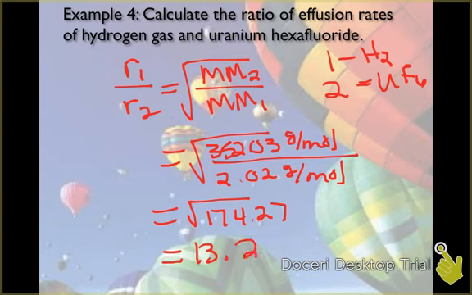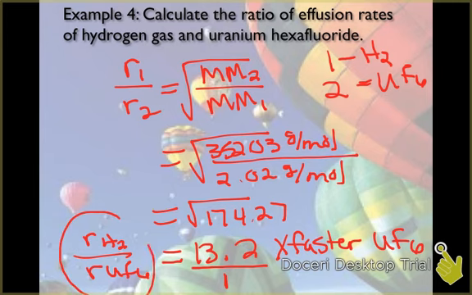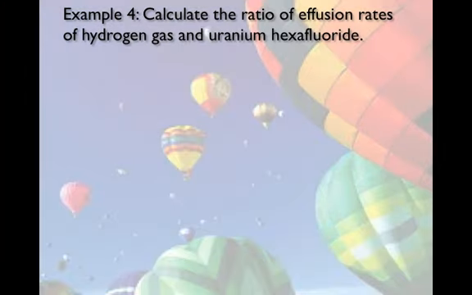So if you remember, we have R of H2 over R of UF6, and we know something about math. We know that there's always a 1 under our fraction. So basically what this means is our hydrogen gas is moving 13.2 times faster than our uranium hexafluoride. So that's how you read it. You're not solving for each individual part, but if we can get the number on the right to be over 1, you can compare the ratios relatively quickly. But let's do one more example just to make sure that we understand how to do this.